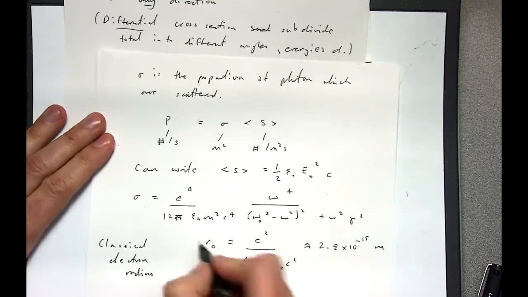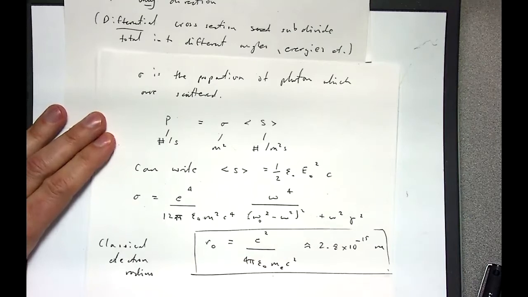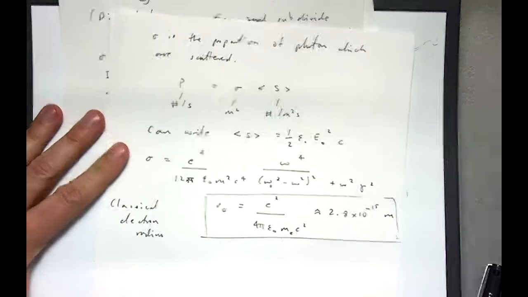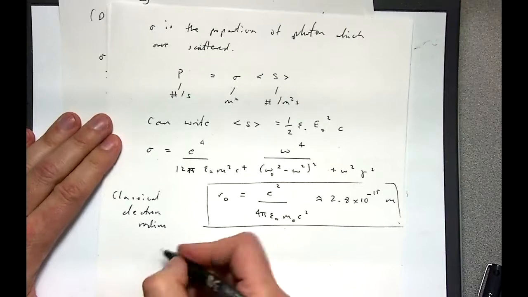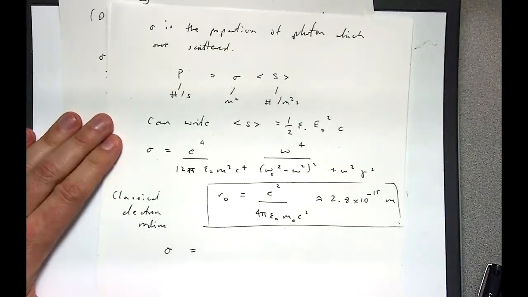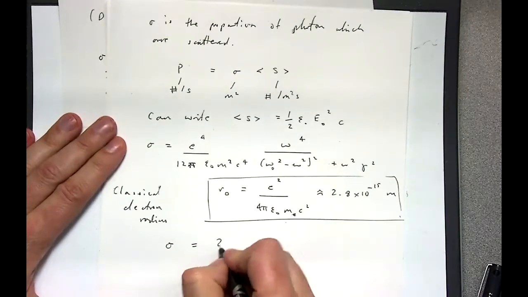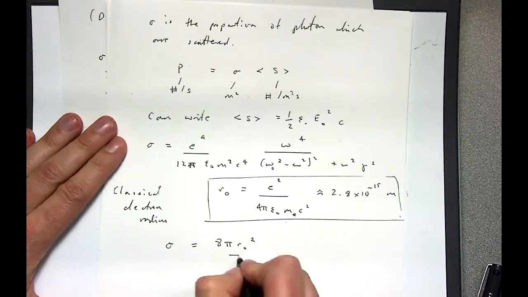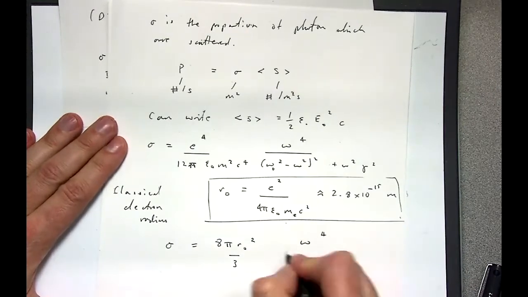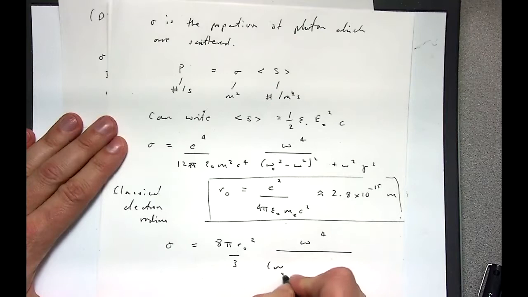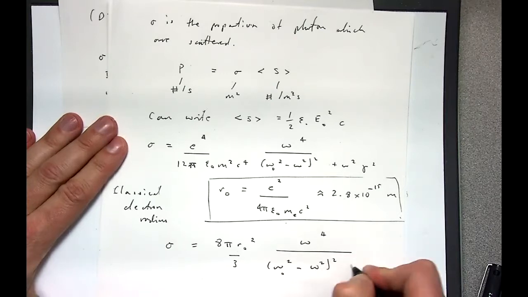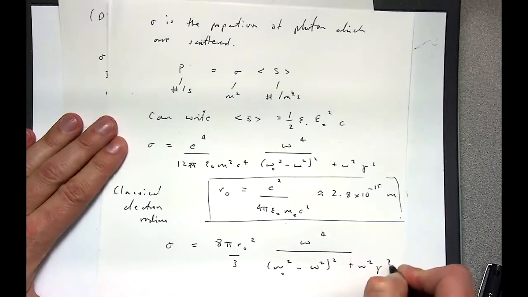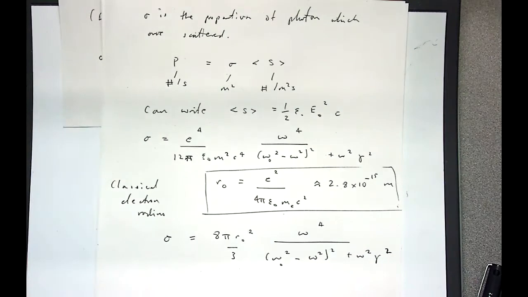Okay, and there it is. Nice important formula, that, obviously. And using that definition, the cross-section now is just 8 pi r naught squared over 3 times all that other stuff on the right. Okay, so we can say there's a size term and a term which depends upon the frequency of the radiation and the natural frequency of the atoms. Okay? So we'll see later why the 8 pi over 3 there.